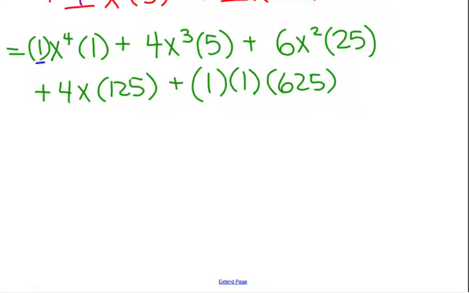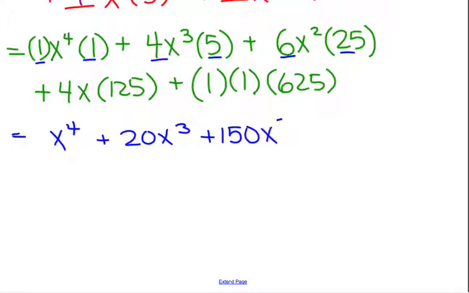So 1 times 1 is still just 1, so we have x to the 4th. 4 times 5 is 20, x cubed. 6 times 25 is 150, then you have x squared. 4 times 125 is 500, x, and then 1 times 1 times 625 is 625. One of the nice things is that it also puts it in standard form for you.